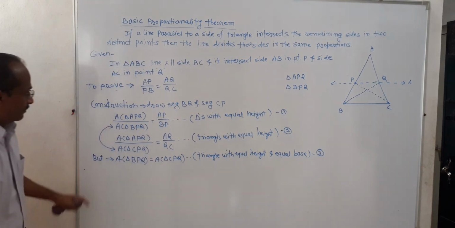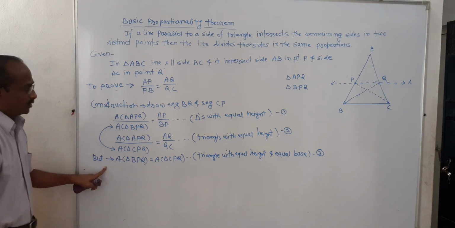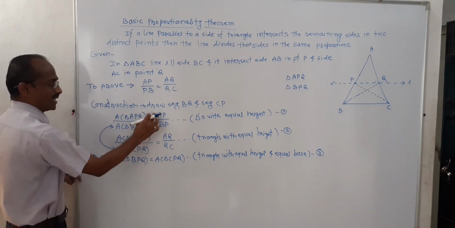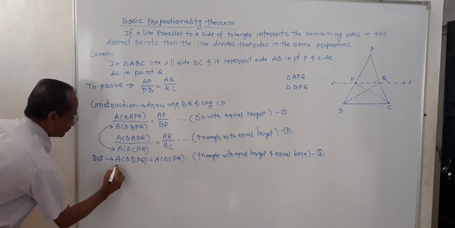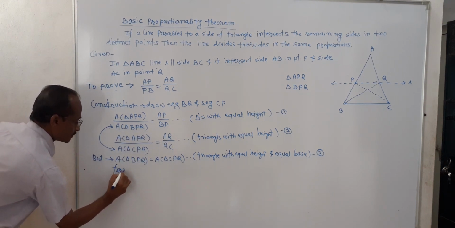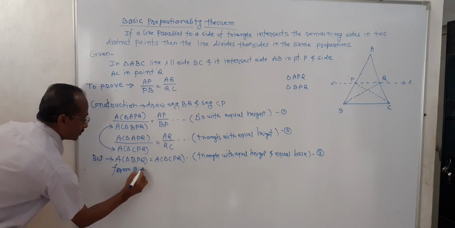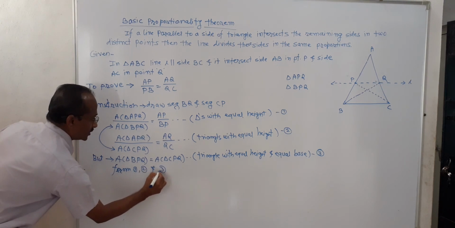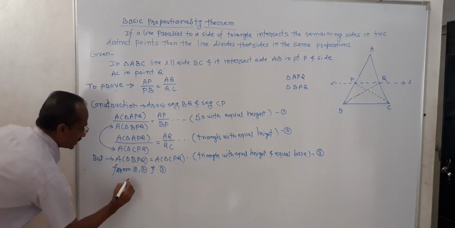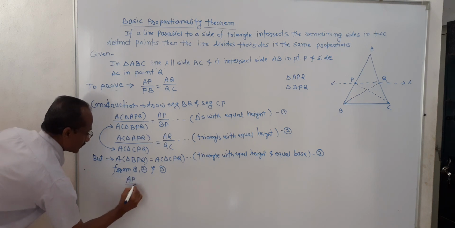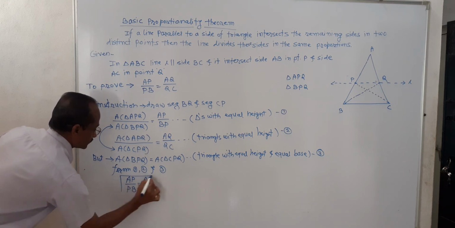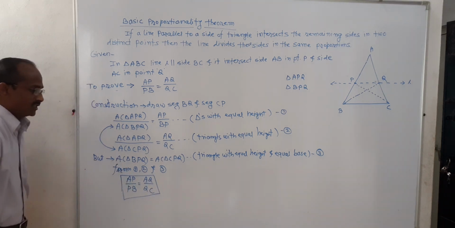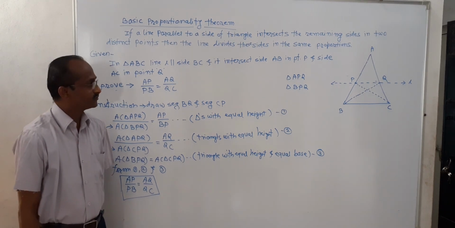Now if we use these three equations 1, 2 and 3 simultaneously, we can easily see that AP by PB equals AQ by QC. From 1, 2 and 3, what do we get? AP by PB equals AQ by QC. And this is nothing but our proof.